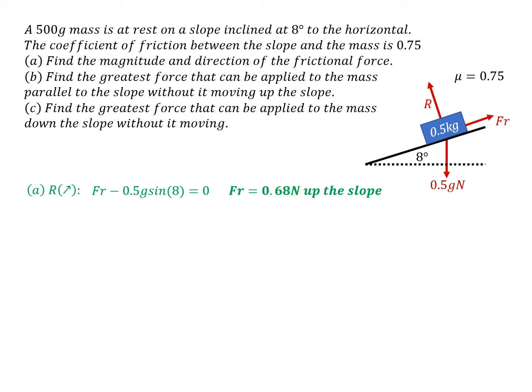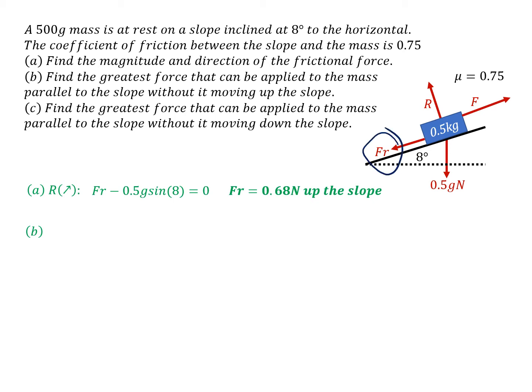Okay, for part B now, we need a different diagram, because what we're trying to do now is add an extra force to the mass, and we want to find the biggest force before the mass moves up the slope. So now we've got this force trying to move the object up the slope, and friction is opposing that force. The normal reaction and the weight are still there.